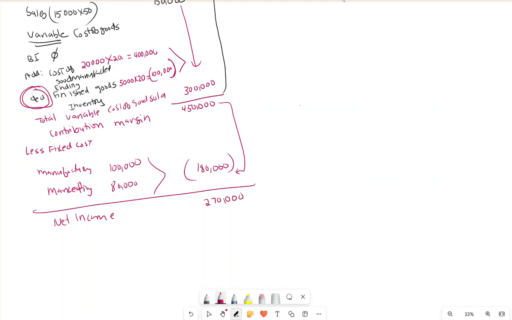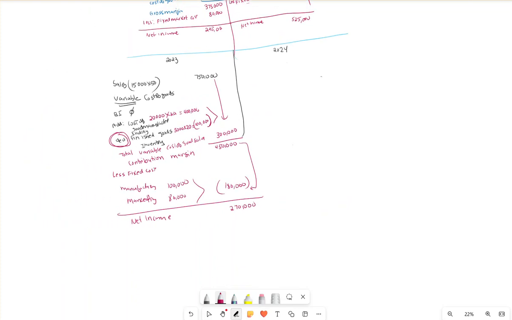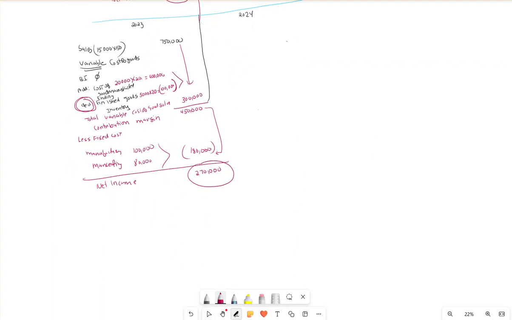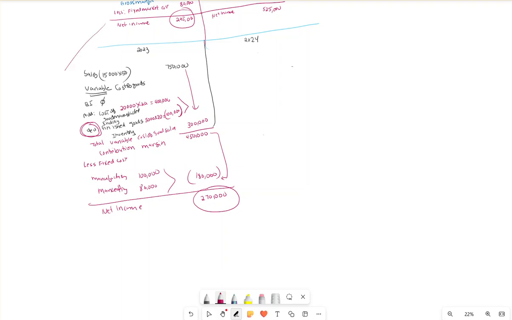So my net income is going to be your 270,000. Now if you look at it, the income under the absorption is 295, where under the variable is your 270. So now what makes a difference? So there is a difference. The difference is 25,000. That's what the difference between the both is, 25,000. And what is the difference when we think of it?